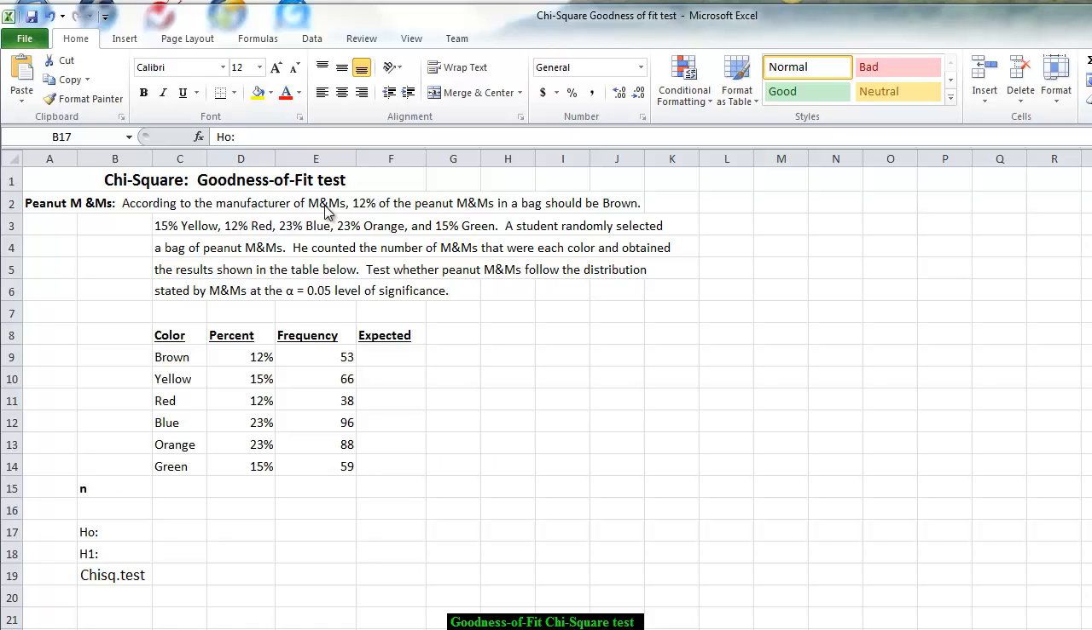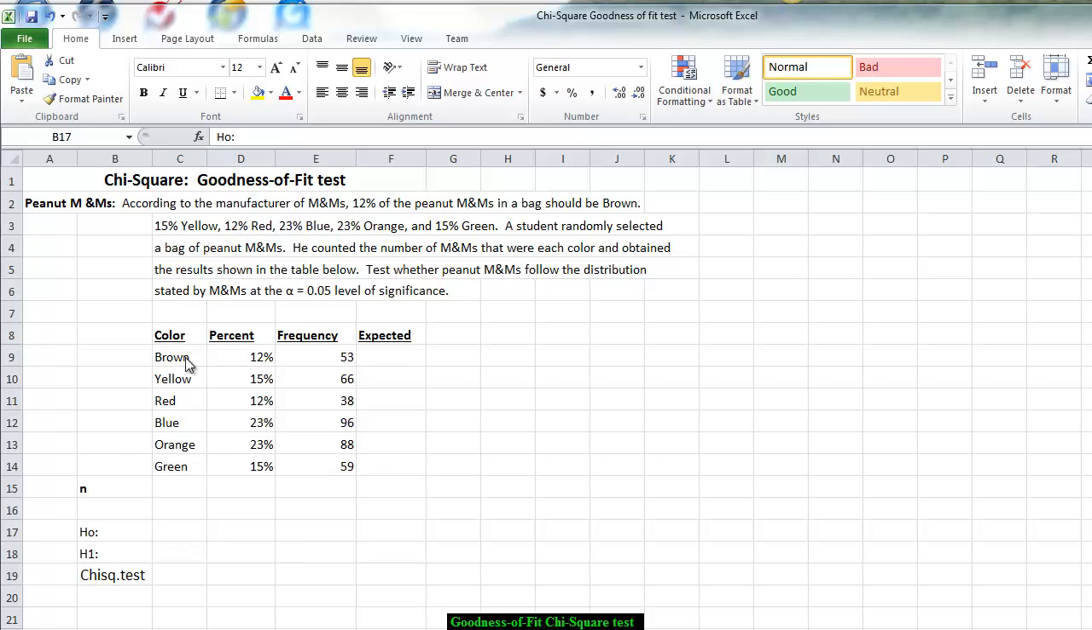According to the manufacturer of M&Ms, 12% of peanut M&Ms in a bag should be brown, 15% are yellow, 12% red, 23% blue, 23% orange, and 15% are green. A student randomly selected a bag of peanut M&Ms. He counted the number of M&Ms that were each color and obtained the results shown in this particular table below. We want to test whether peanut M&Ms follows the distribution stated by M&Ms at a 5% level of significance.